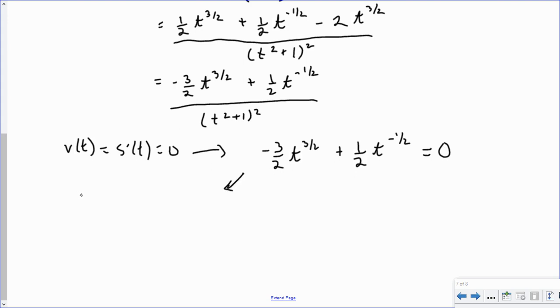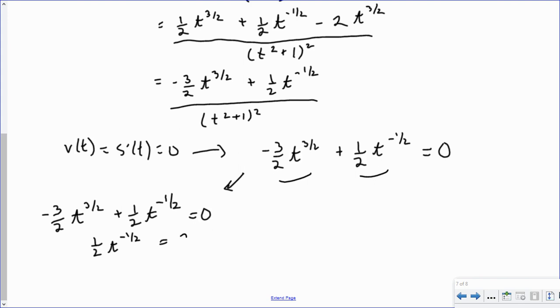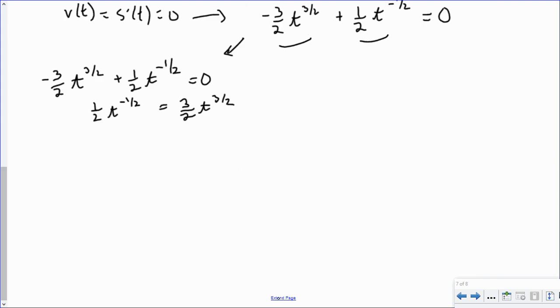If I set up a common ratio, I'm looking at 2 terms here, this term and this term. Now, the term that's negative, I'm going to move over to the right-hand side of my equation. So my line here can become this. Now I can set up again a common ratio and solve for t.